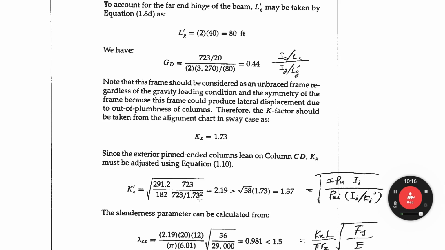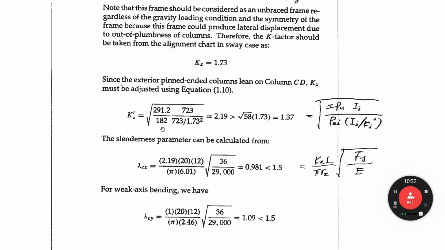If there are several columns that have lateral rigidity, we have to add together those columns. Do you understand? Let's calculate the slenderness parameter. λc = (Kx L / (π rx)) √(Fy/E). Kx is this one, 2.19, L is 20 times 12 to convert to inches, π, radius of gyration in the strong axis, square root of Fy over E. That is 0.981. It is less than 1.5.